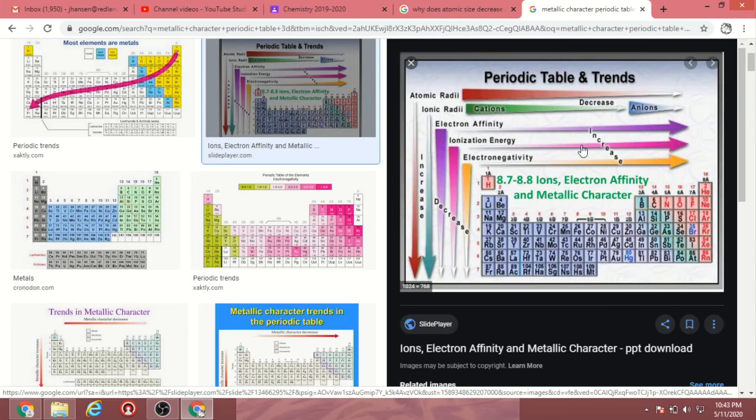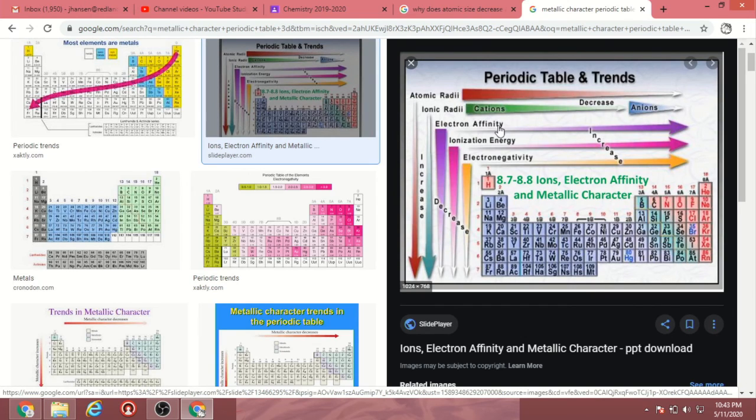But if something has a high ionization energy, that means it takes a lot of energy to take its electron away. So it means it's probably not going to happen. So even though ionization energy and electronegativity both increase as you go to the right, they actually kind of mean the opposite thing. All right, so this is kind of a neat little table because it shows everything in one.